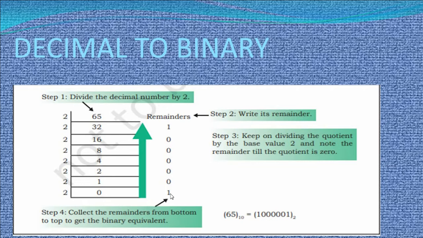So the number then becomes 1000001 in binary or base 2. So that is how we convert from decimal to binary.